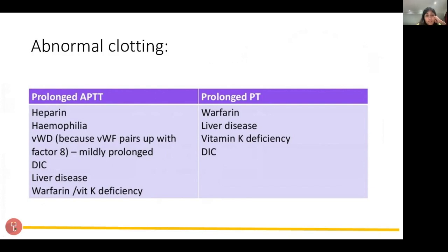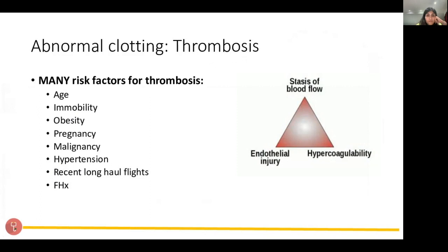And then it's just the opposite for prolonged PT. Warfarin can sometimes cause both, as can vitamin K deficiency, as can liver disease, because they cause a generalized effect on the whole coagulation cascade. So yeah, again, it's very difficult to memorize these and learn these, but if it helps, just think back to what factors are actually involved in each of these diseases.